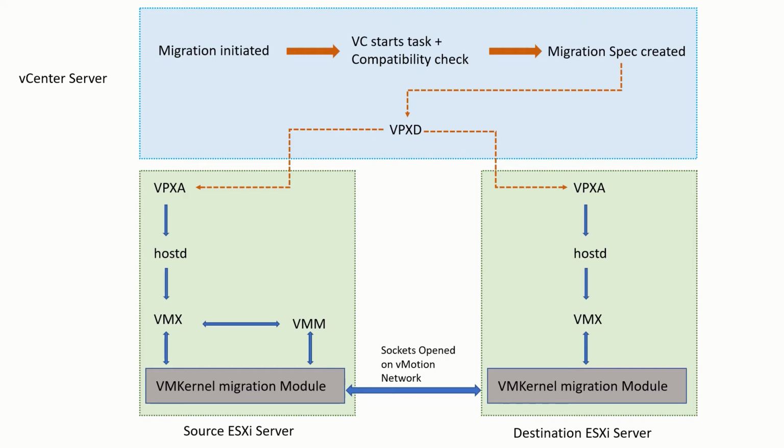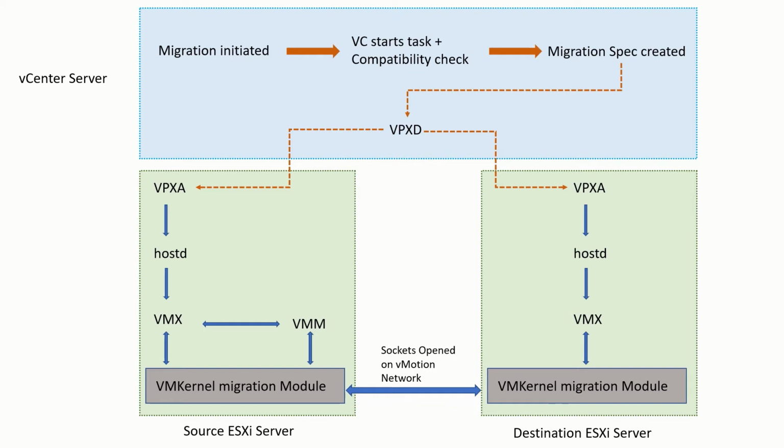The vCenter server communicates with the ESXi host using the VPXD that calls out to the VPXA, which is running on the ESXi host. VPXA listens to messages from VPXD. It receives the migration specs and passes that on to the VMX process via hostd. The hostd maintains host-specific information and access for management, including virtual machine telemetry like the VM state. When migration is started, hostd puts the virtual machine in an intermediate state so that the virtual machine's configuration cannot be changed during the migration.